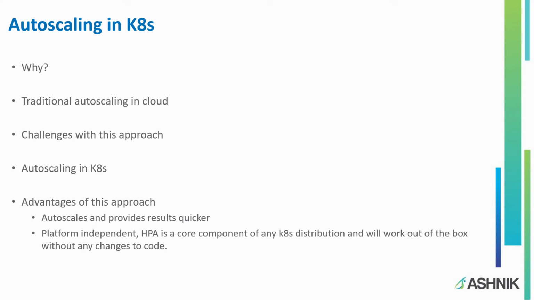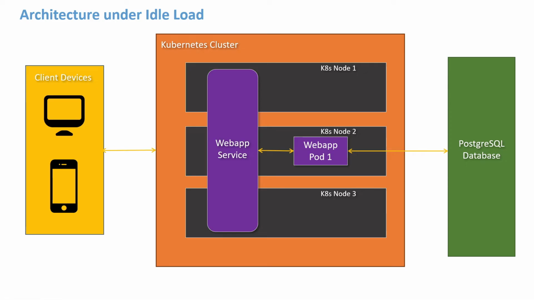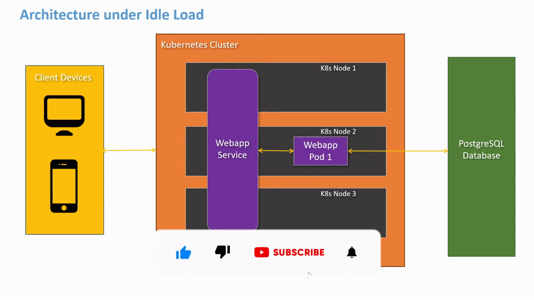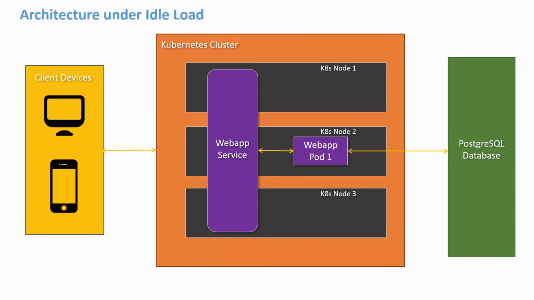Let's take a hands-on look at this demo, but first let's discuss the architecture and test scenarios performed. As a part of this demonstration, we have a 3-node Kubernetes cluster setup. In this setup, we have deployed an application which uses PHP and Nginx to connect to a PostgreSQL database, performing a simple select operation. This is to simulate a traditional three-tier architecture in a containerized format where PHP acts as the middleware. Under idle load, this application will have one pod replica running.